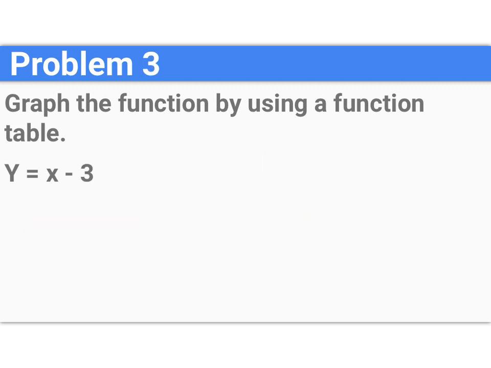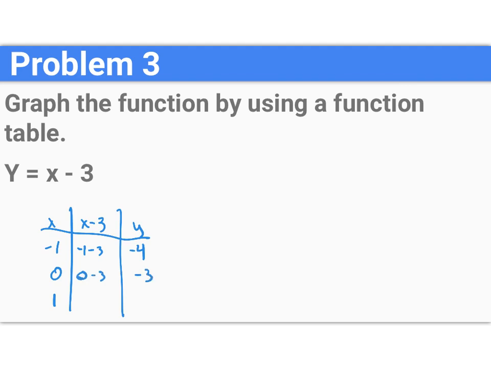And graph the function by using the function table. Again, we're going to do the same thing. x minus 3, and then y. So when x is negative 1, 0, and positive 1. Negative 1 minus 3 is negative 4. 0 minus 3 is negative 3. 1 minus 3 is negative 2.